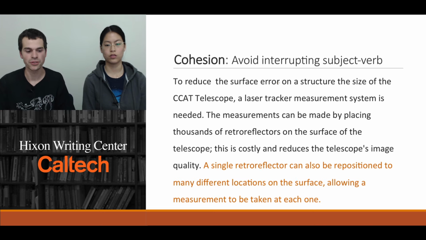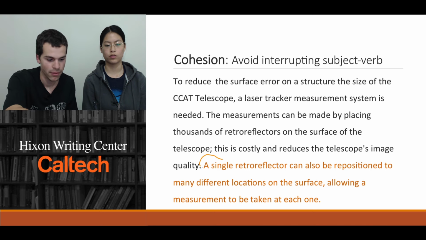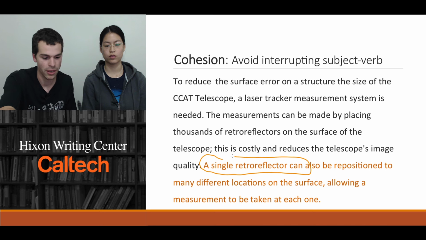Here's an example of how to do that. A single retroreflector can also be repositioned to many different locations on the surface, allowing a measurement to be taken at each one. Here, the subject and the verb appear right next to each other.